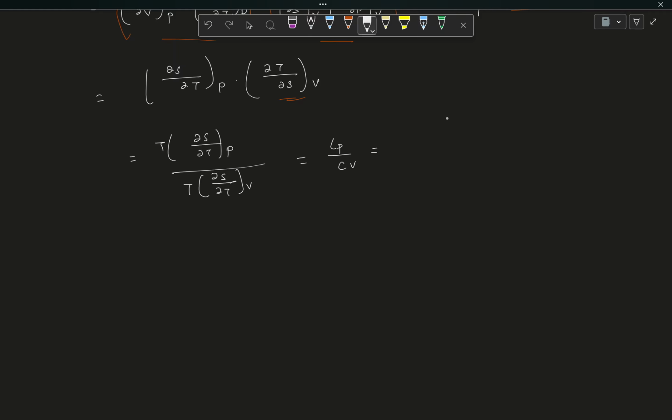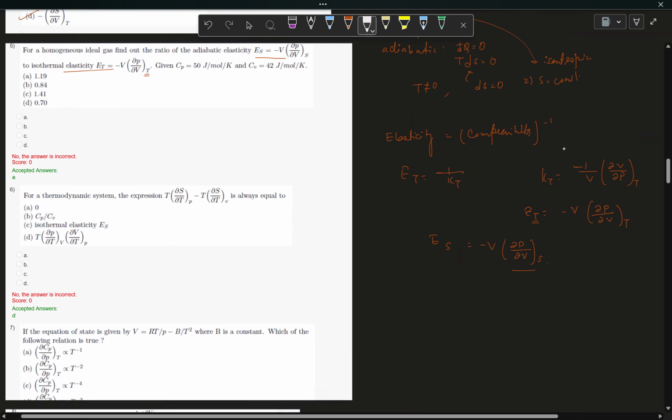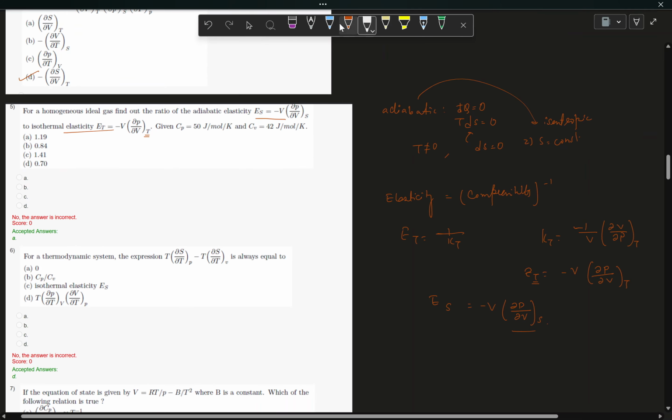And in the question, the values of Cp and Cv are given to you. They are of the same unit, so I will not convert anything in the units. This is just directly Cp by Cv, 50 by 42, which will give you 1.19. So this is your answer. This will match your option number A. So let us go back and check. Okay, option number A is this answer.